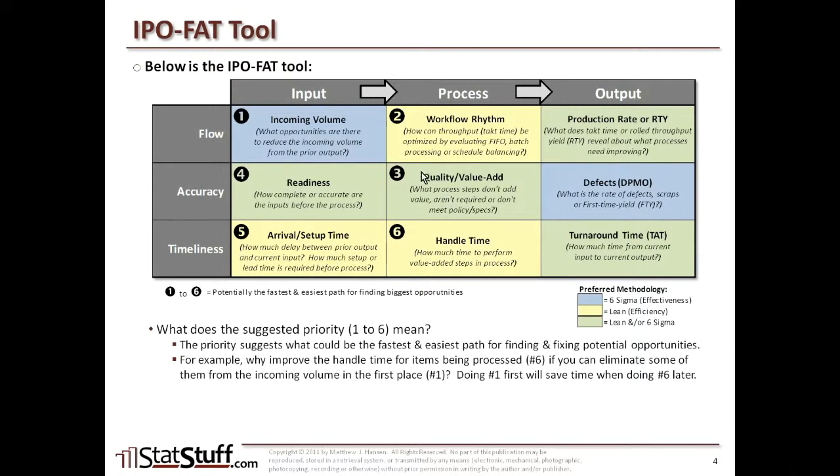Another example on here is, why does this one, the quality value added, come before readiness? Well, the reason is because when we're talking about accuracy, this number 3 example for quality value added is addressing the process steps that we own in our process that aren't adding any value. The readiness perspective is talking about things that are incomplete or inaccurate when they're handed off to us from somebody else. The reason why number 3 is associated here with the quality value added first is because this is a process step that we own.